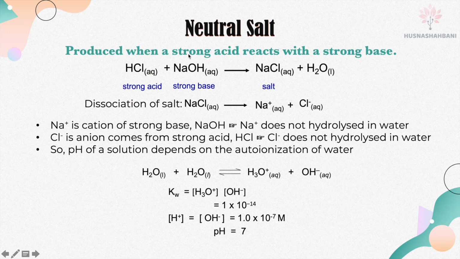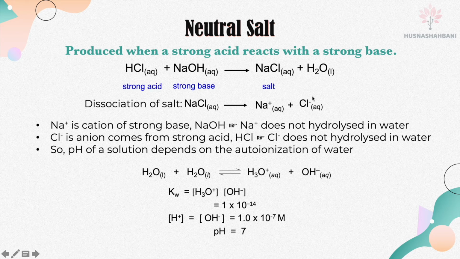Neutral salt is produced when a strong acid reacts with a strong base. Example of a strong acid: HCl. Example of a strong base: sodium hydroxide. When both react, the product will be NaCl, sodium chloride salt, and water. So the dissociation of this salt, the sodium chloride salt, will produce a cation and an anion. The Na plus cation is from the strong base, NaOH. The cation from a strong base does not hydrolyze in water.